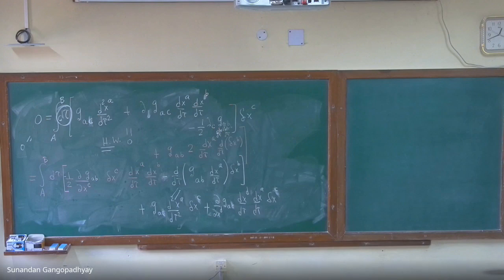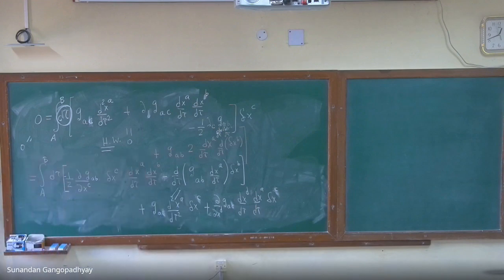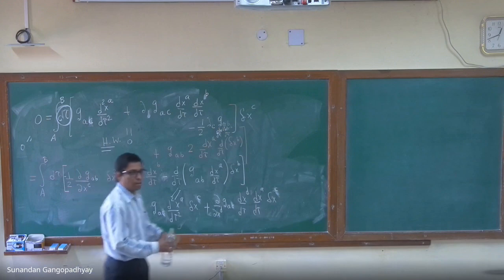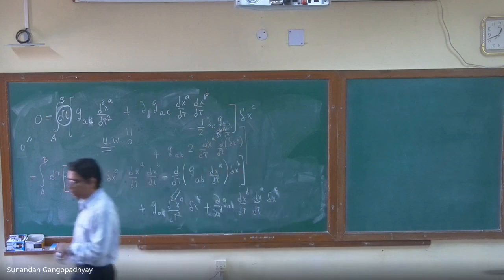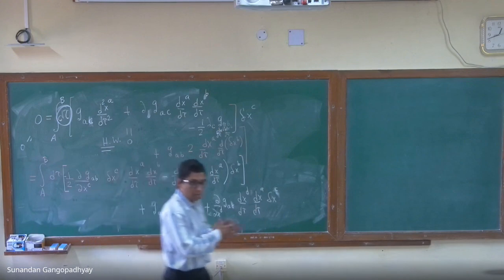From the equivalence principle, I will show in the next class how to derive it. But the important thing is that you can ask the question: how many degrees of freedom are there for this free particle moving in this curved spacetime, curved geometry? Can you tell?